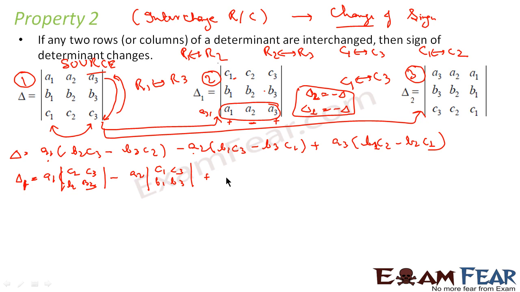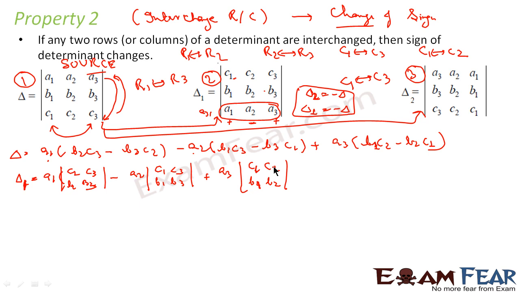Plus A3, because I plus J is even here. Once I select A3, row 3 is gone, column 3 is gone. I am left with C1, C2, B1, B2.